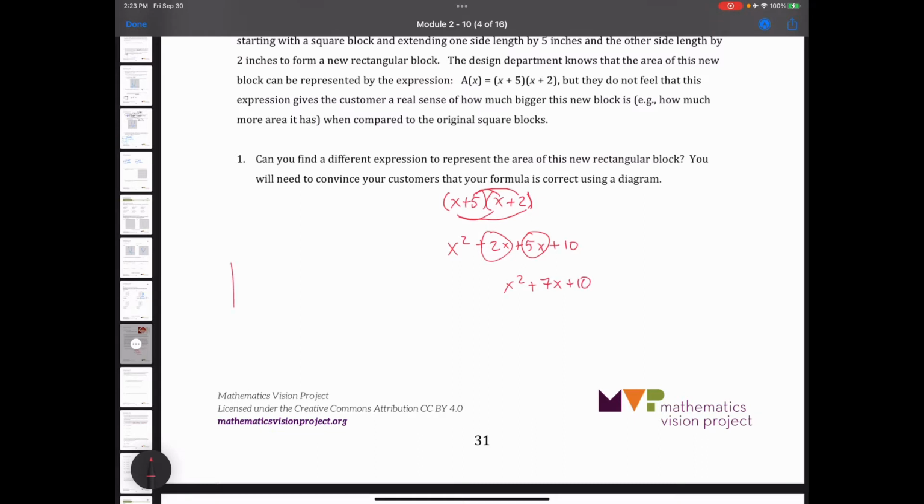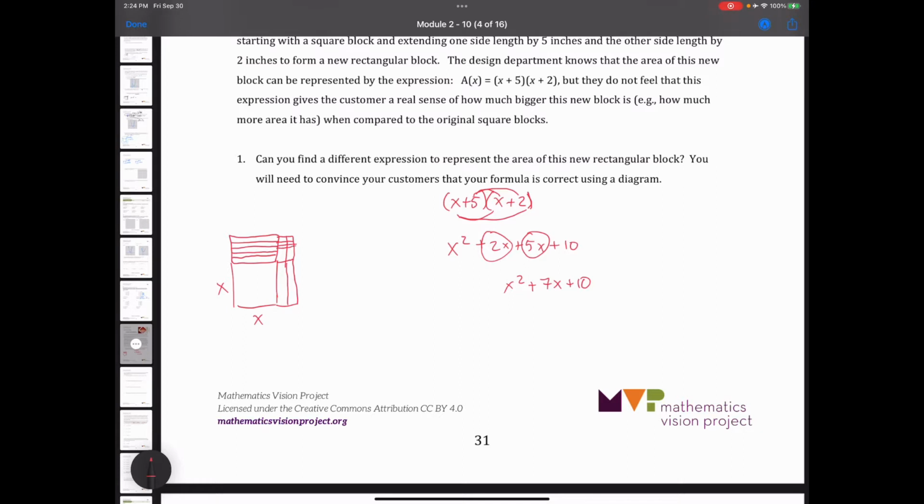Now for a diagram, I'll start with my X squared block like I normally do, and one side is extended by 2, just like that, and the other side is extended by 5. 1, 2, 3, 4, and 5. So then we just go ahead and extend these.